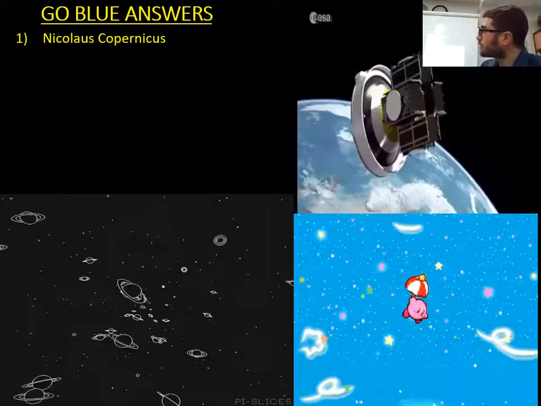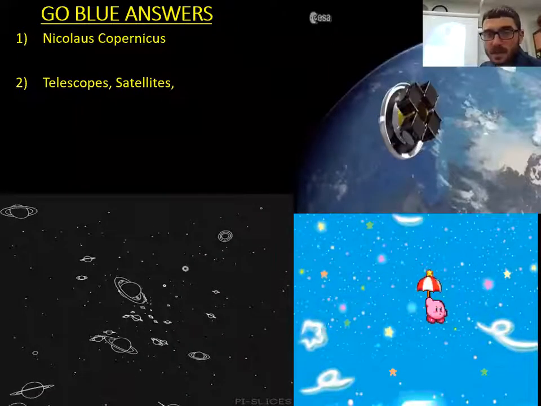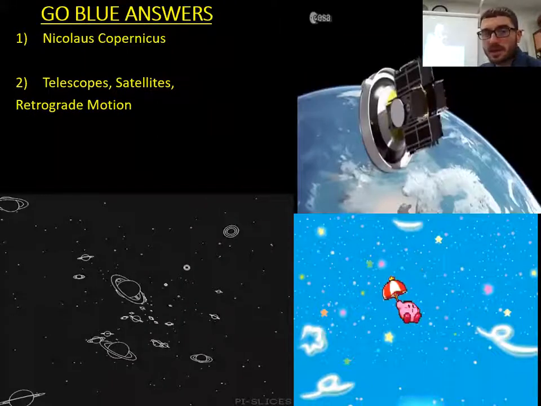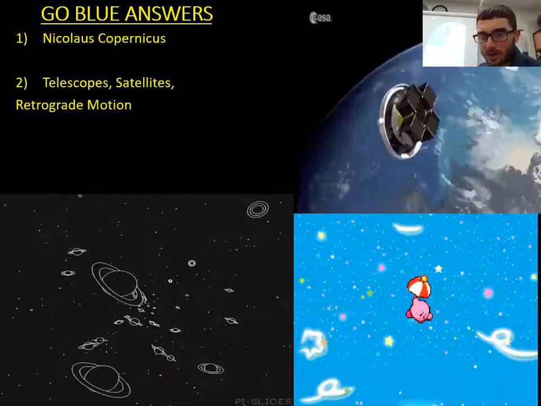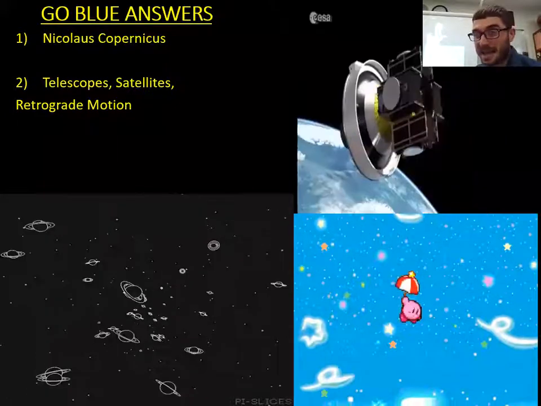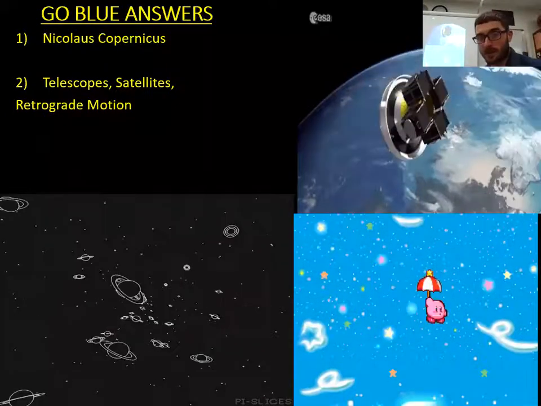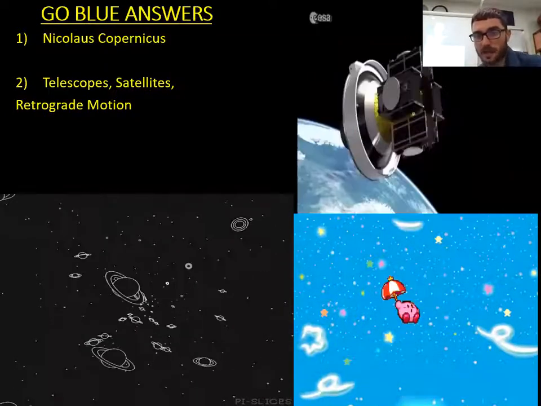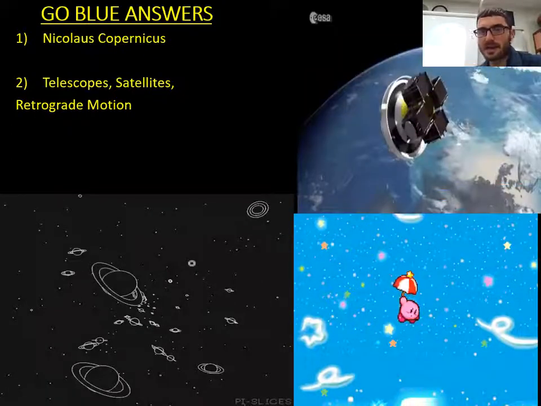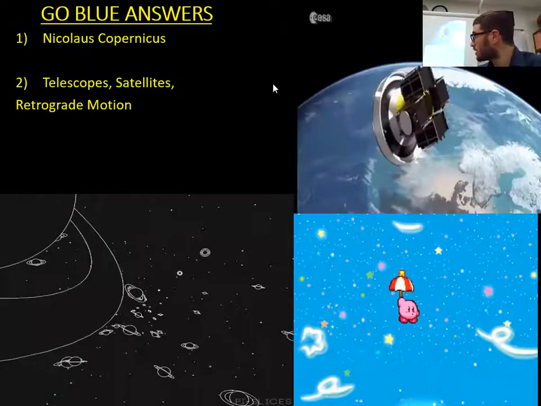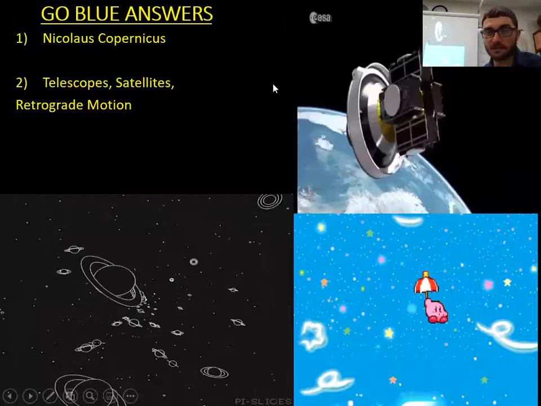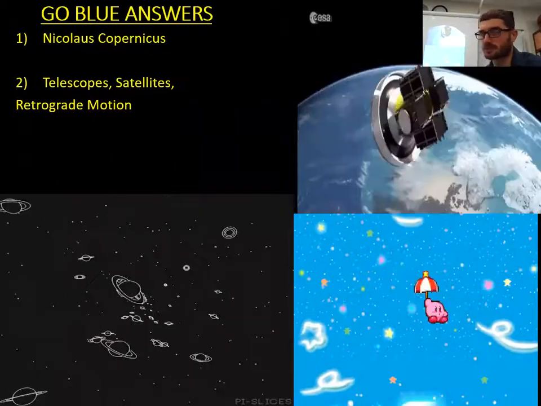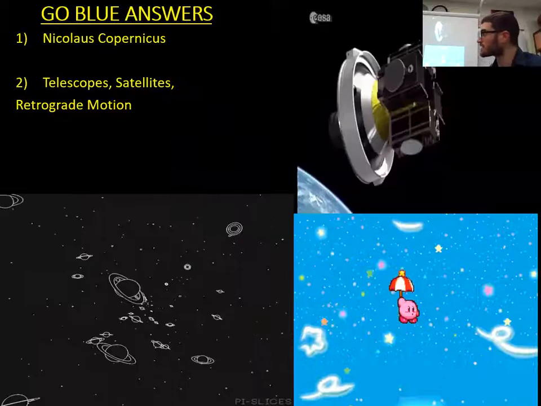And then number 2, our devices we have today, we have telescopes that can see that planets aren't moving around the Earth, they're moving around the sun. We've got satellites that can literally film this happening, that show us footage of it happening, right? So satellites. And then lastly, retrograde motion, which was the first definitive proof of this before all the technology was innovated. So let's get into number 3 then.